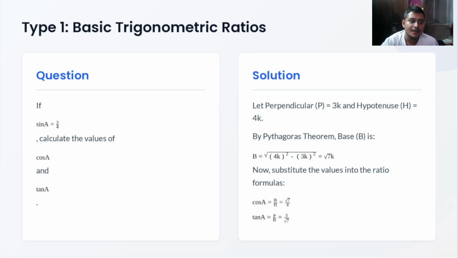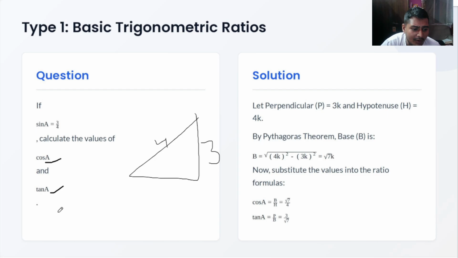So now, the first question is, if sine A is 3 by 4, we have to find the value of cos A and tan A. So we have to find the value of both of these. Now, to understand it better, you can draw a right angle triangle, and this is the perpendicular. Perpendicular is 3 and hypotenuse is 4.